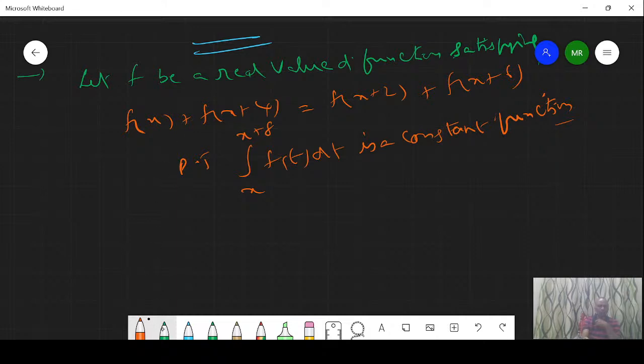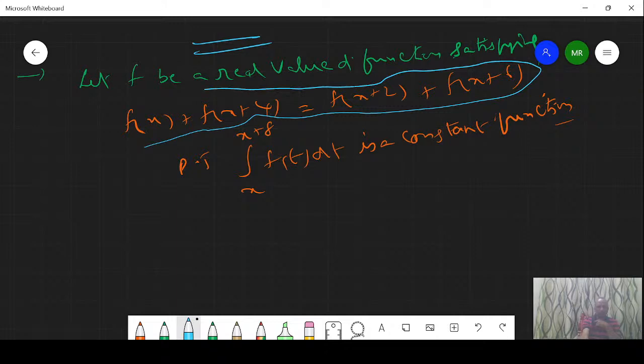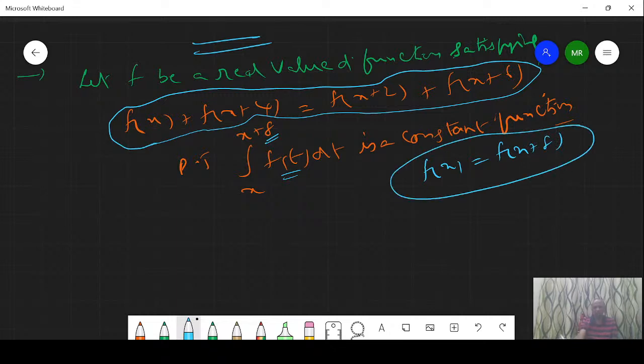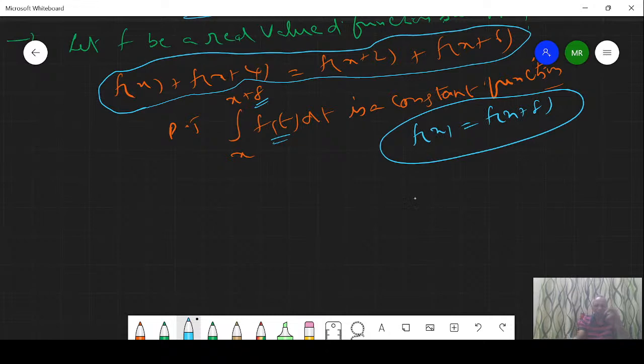So for the given function, f of x plus f of x plus 4 equals f of x plus 2 plus f of x plus 6, we should prove that it is periodic with period 8. The 8 in the integral from x to x plus 8 is the period of this function. Our aim is to prove f of x equals f of x plus 8. If I prove this, I can prove this is a constant function. So how do we get x plus 8?